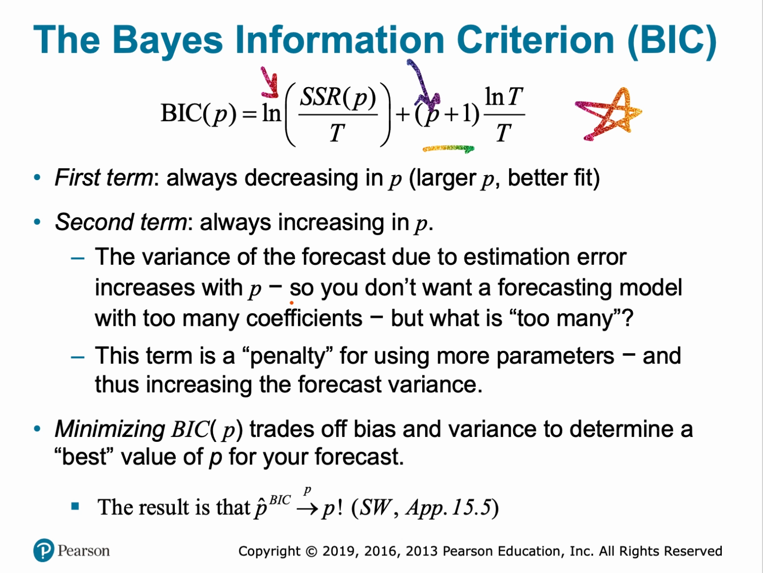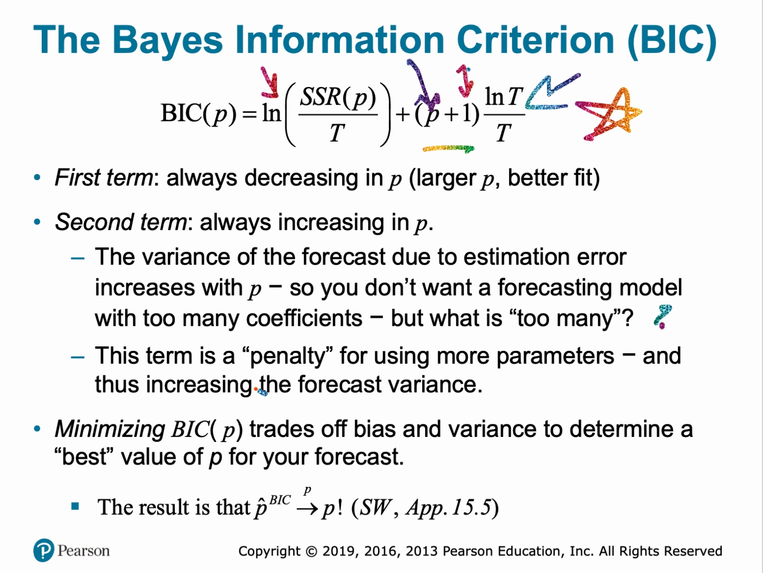You're estimating population parameters using sample statistics. So you don't want a forecasting model with too many coefficients because that brings about too much uncertainty. But what is too many? That's a big question. So this second term here, that's a penalty for using more parameters. Each parameter that you increase, this second term increases by 1. It increases by a factor of 1 in this term, right? So it increases the forecast variance.